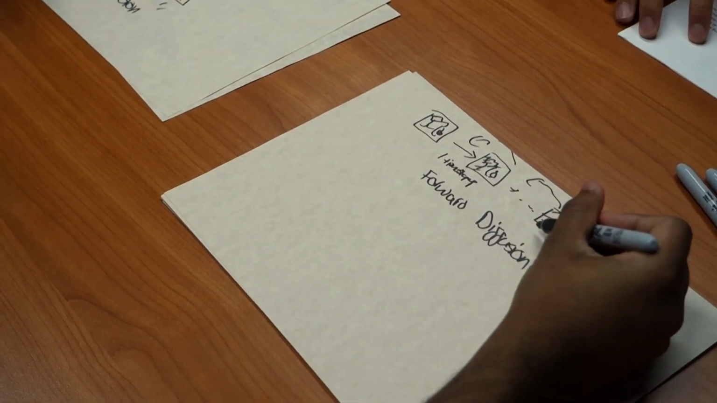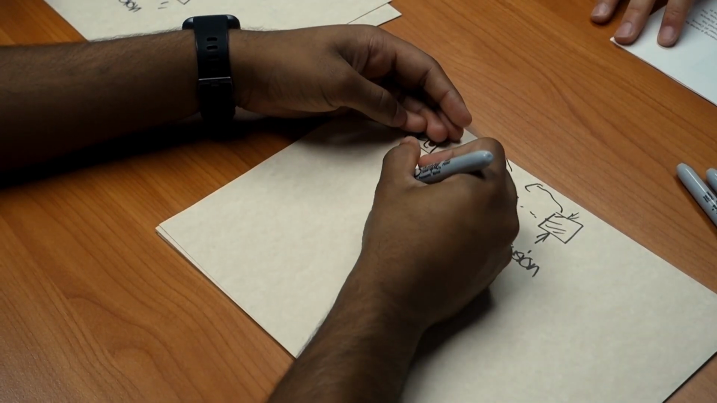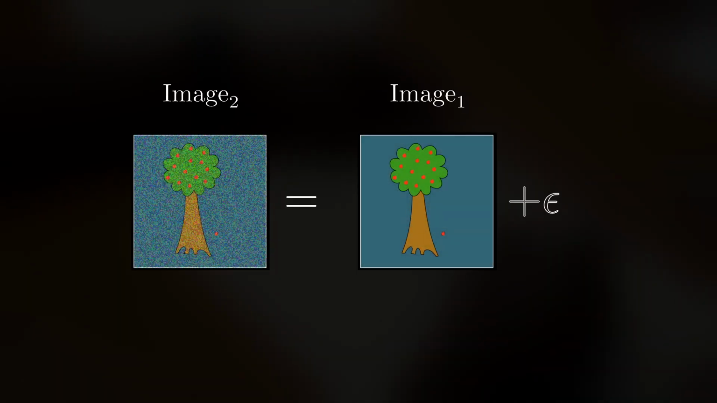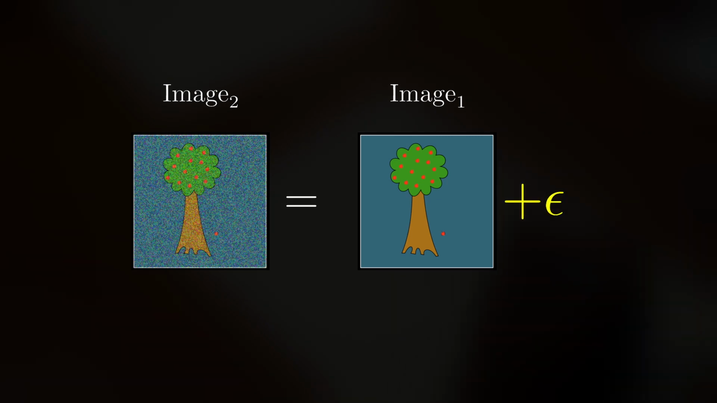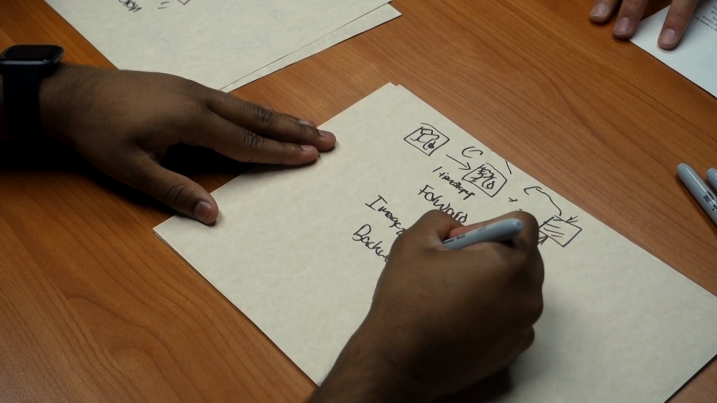Because you can start with random noise and ask it to step by step try to predict the noise here and remove it. So it's like image 2 is equal to image 1 plus noise, plus epsilon noise, right? Yeah. Your goal here is actually to figure out what the noise is. So backwards diffusion is trying to revert it.